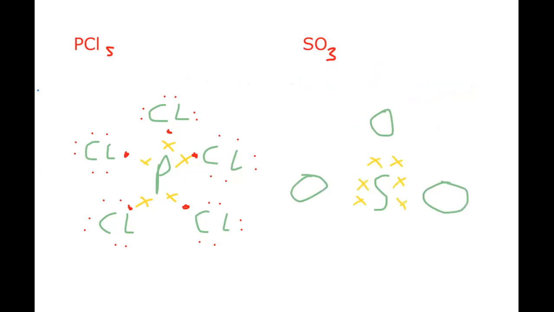These are the 6 electrons in sulfur's valence shell, and for oxygen, there are 6 electrons in oxygen's valence shell. So this will be the dot and cross diagram for sulfur trioxide.